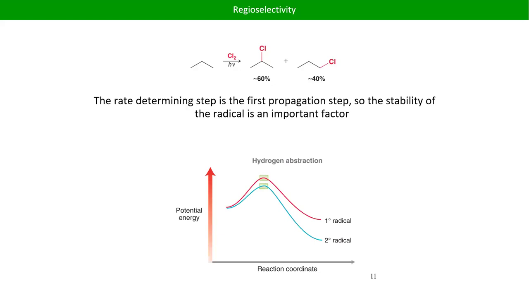And so if you look at the potential energy surface for the hydrogen abstraction step, if you can make a secondary radical and the secondary radical is 30 kilojoules per mole more stable, that's also going to affect the kinetics of that step as well, right? It's not just about how stable the chlorine radical is. It's also about how stable that other radical, the alkyl radical, is.